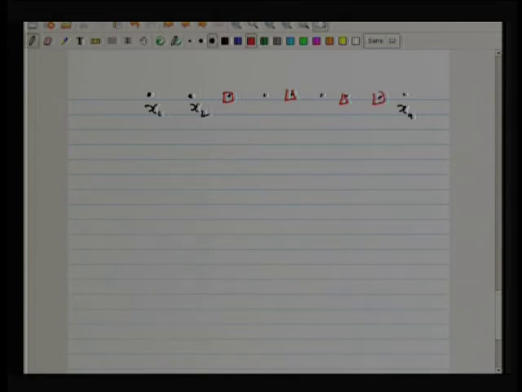Suppose these are the elements that have been chosen so far as pivots. You are maintaining a sorted set among these pivots. Maybe this is the smallest element, this is the second smallest, this is the third smallest, and this is the fourth smallest. So, you are actually maintaining a sorted subset corresponding to the pivots, and all the elements that appear between the pivots are not sorted.